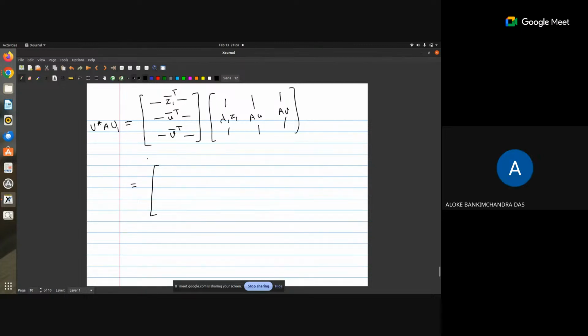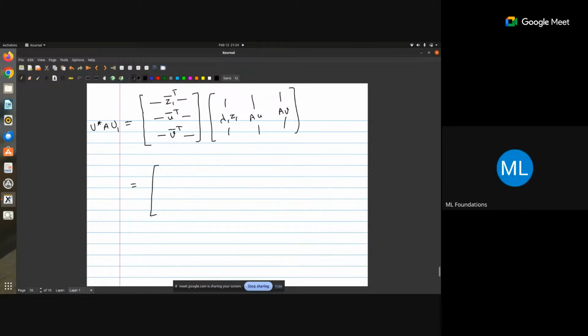Question: instead of lambda 1, you could have taken lambda 2, lambda 3, or lambda 4. That is fine. You have to take only one eigenvector, with respect to any lambda. Yes, I can take any lambda in the first column, no problem.